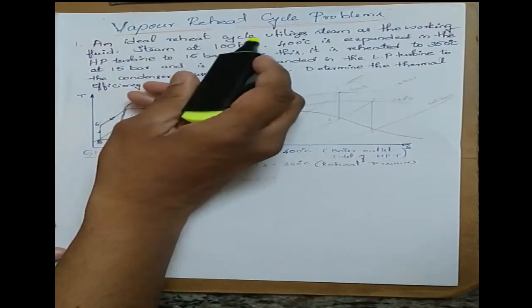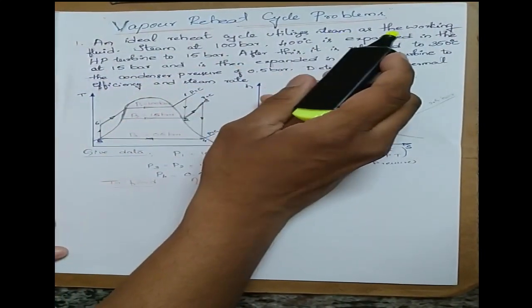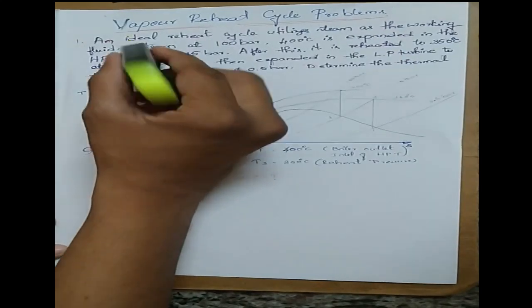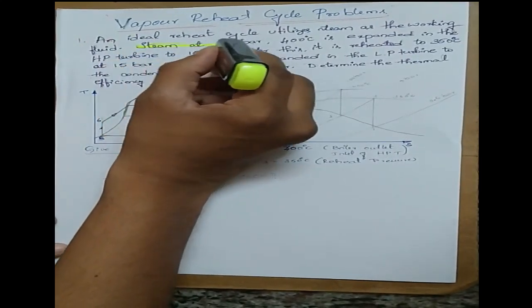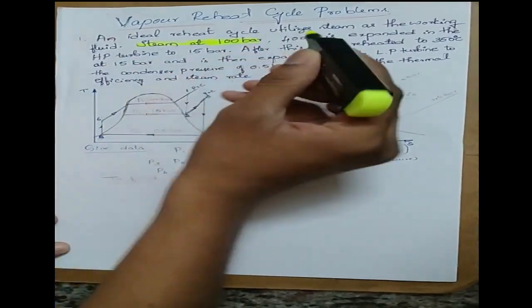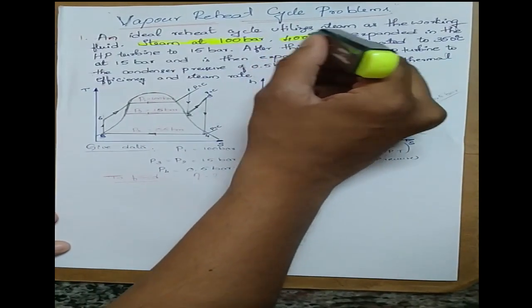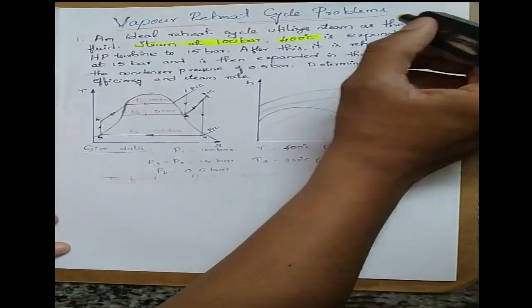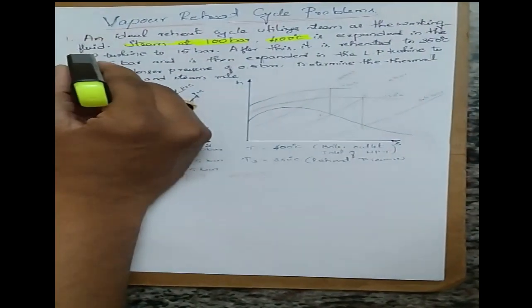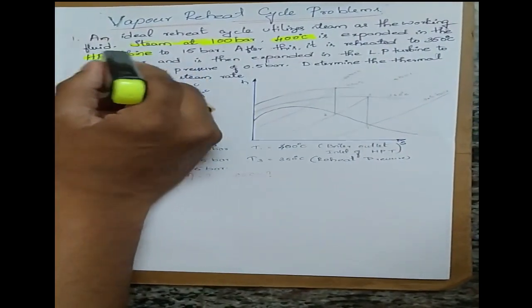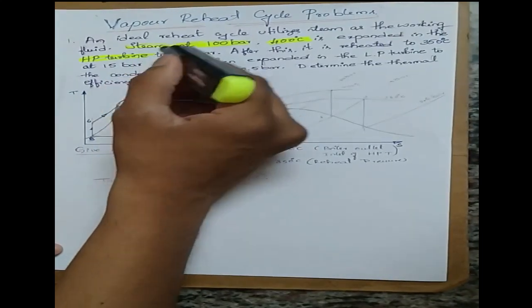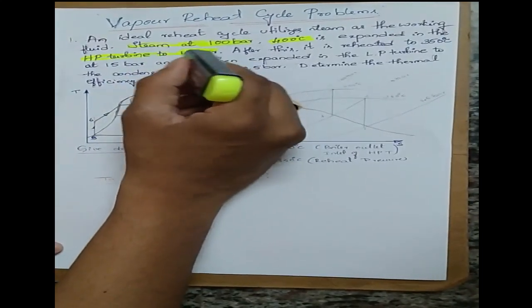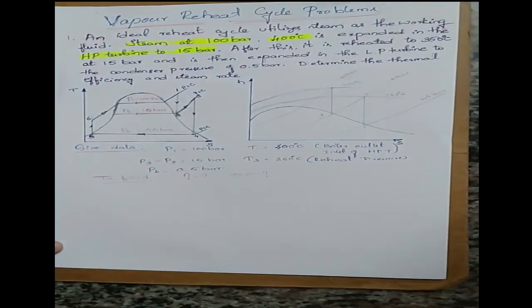An ideal reheat cycle utilizes steam as the working fluid. Steam at 100 bar and 400 degrees Celsius temperature is expanded in the high pressure turbine. The first turbine is the high pressure turbine, and it expands up to 15 bar.